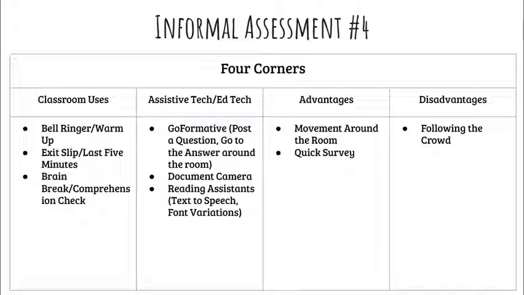The advantages: you are having students move around the room, so it should be engaging. The students are up and moving, and it's just a quick survey to see if your students get it or they don't get it. Some of the disadvantages that I have in my classroom, the main one is that my students love to follow each other and follow the crowd. If they see a lot of people at letter C, they usually just go to letter C instead of figuring out what the question is asking and what answer they want to choose.